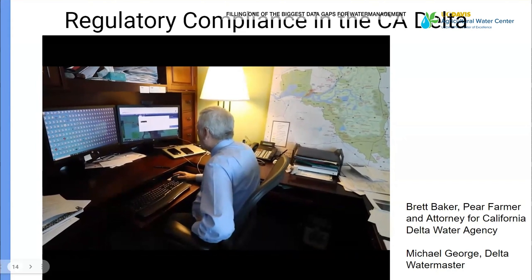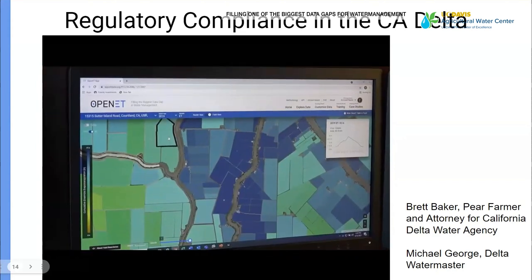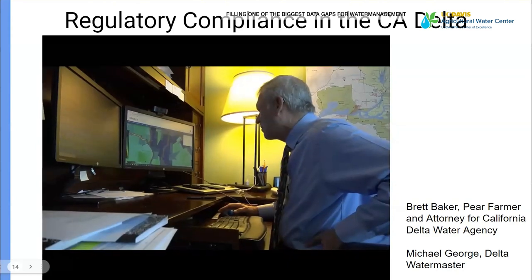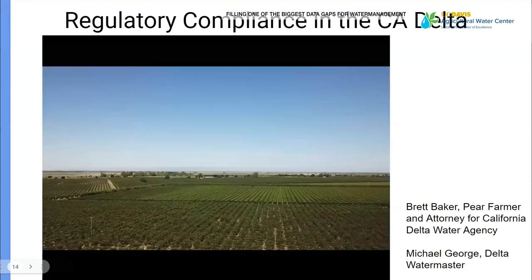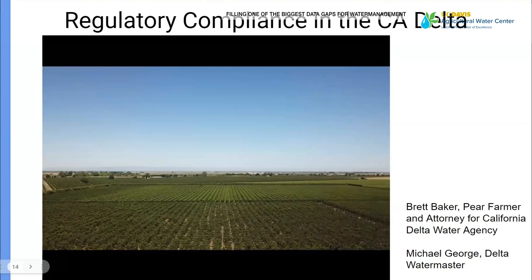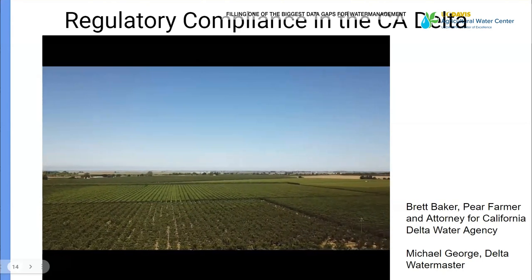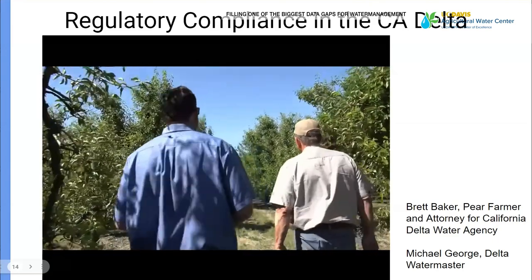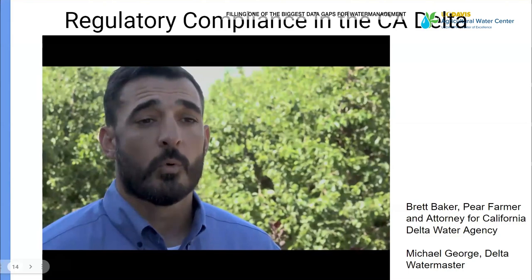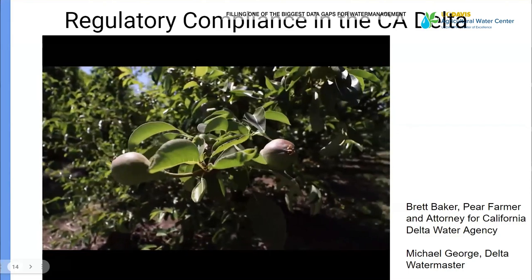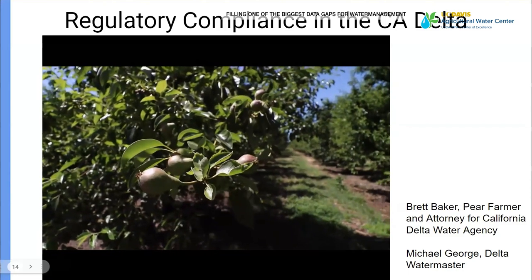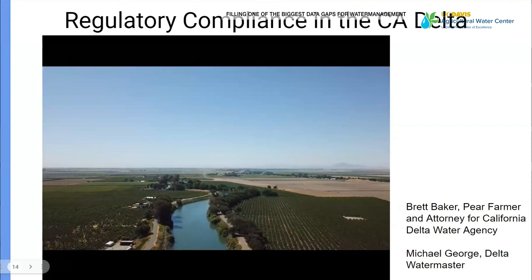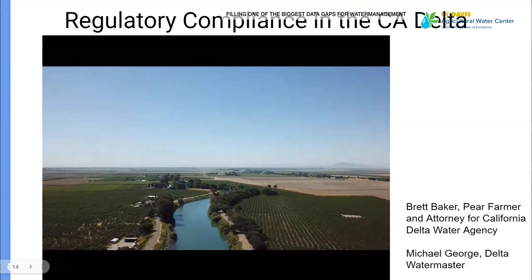So OpenET is the game changer for the Delta because it will give us real-time information that has a high degree of credibility. OpenET gives us a bird's eye view of what's actually going on the ground in real time. It provides an opportunity to get more relevant data. There will be ways to use this information going forward that will benefit everybody, not just in the state of California, but I believe throughout the Western United States and beyond.